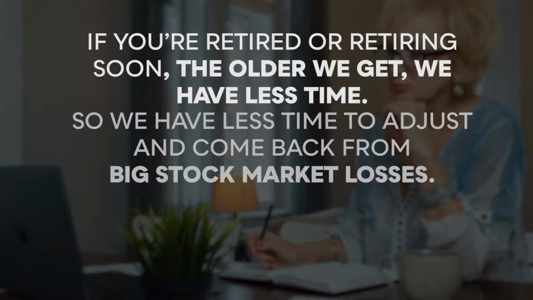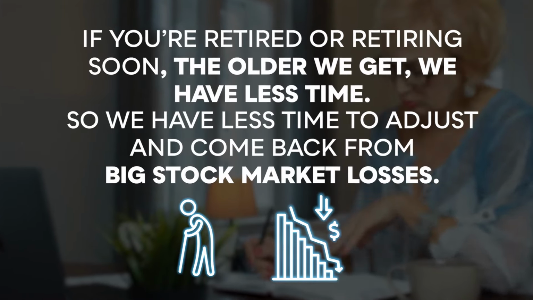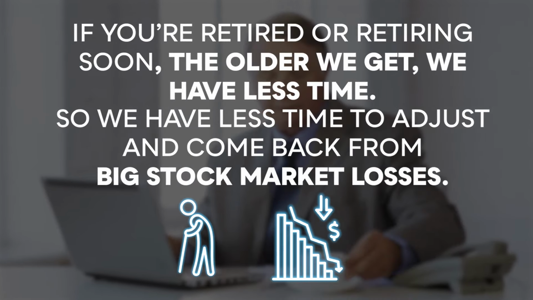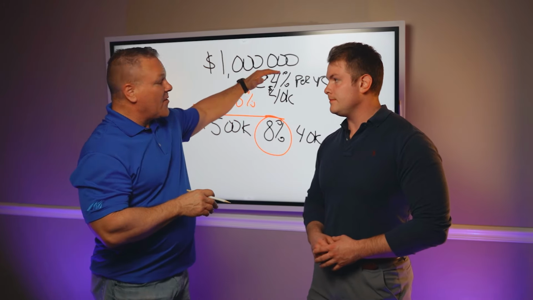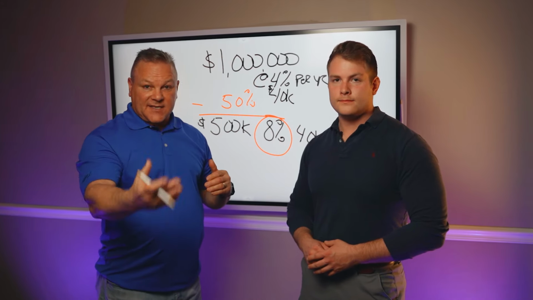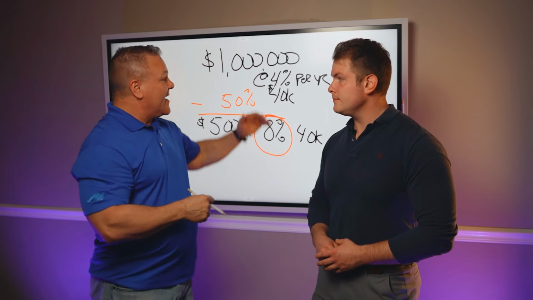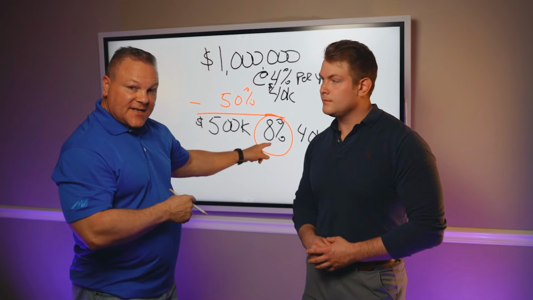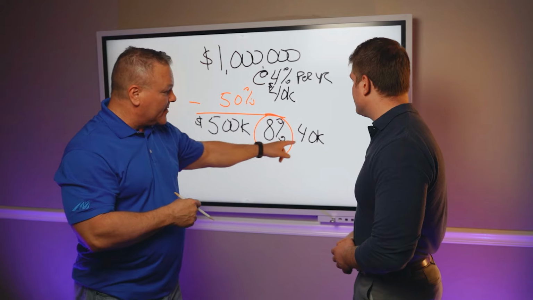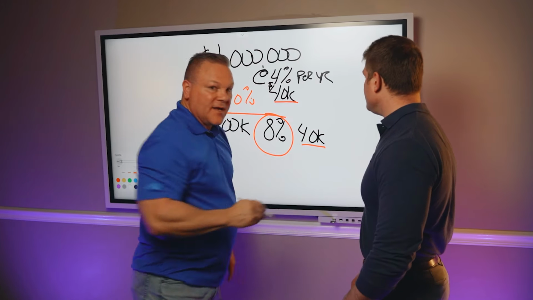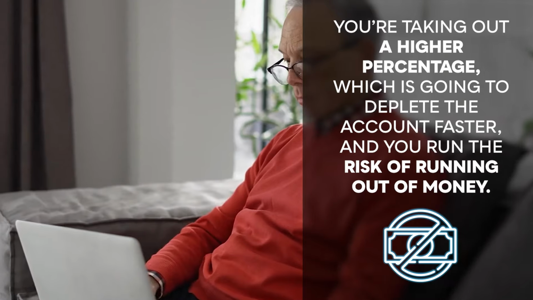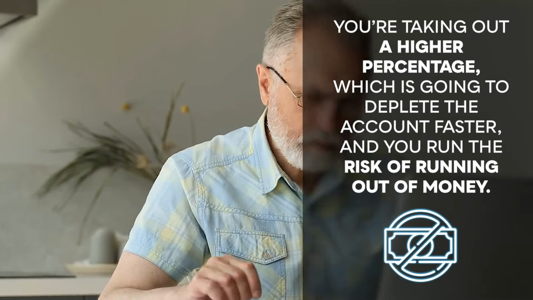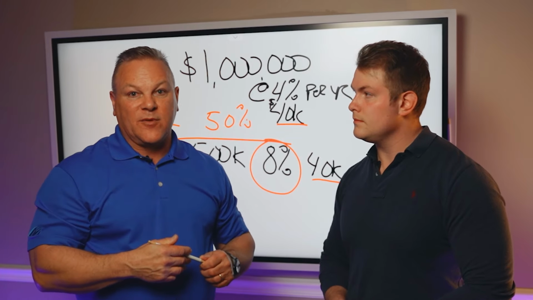Now remember, if you're retired or retiring soon, the older you and I get, we have less time. So we have less time to adjust and come back from big stock market losses. So the problem is, whatever money you have, if you're heavily dependent on that stock market account to provide income, if we have a big market downturn and you still need to pull that income out from there, now you have to take an increased percentage from the account just to maintain the same income. And there is the problem. You're taking out a higher percentage, which is going to deplete the account faster, and you run the risk of running out of money. That is what the sequence of return problem is in retirement.